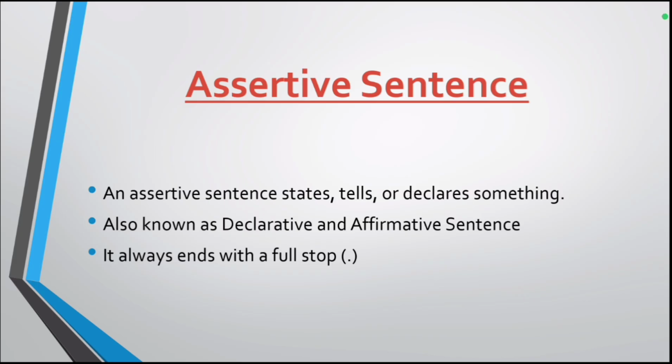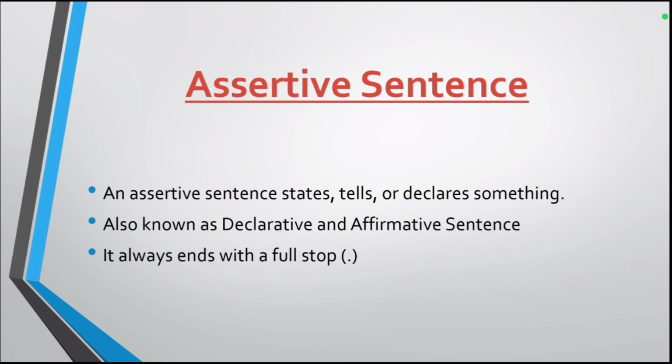So what is a sentence? A sentence is a combination of meaningful words. Based on the nature of the sentence, we have four types of sentences. They are assertive sentence, interrogative sentence, imperative sentence and exclamatory sentence.